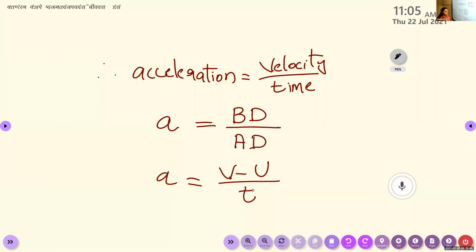Okay, now we are going to rearrange the equation. I want to bring this T to the left-hand side of the equation. Here the time T is in the denominator, so it is a division. When I bring this T to the left-hand side of the equation, it becomes multiplication. So AT is equal to V minus U.